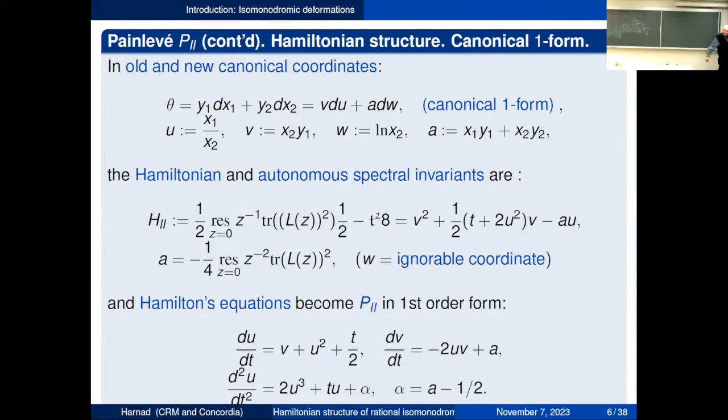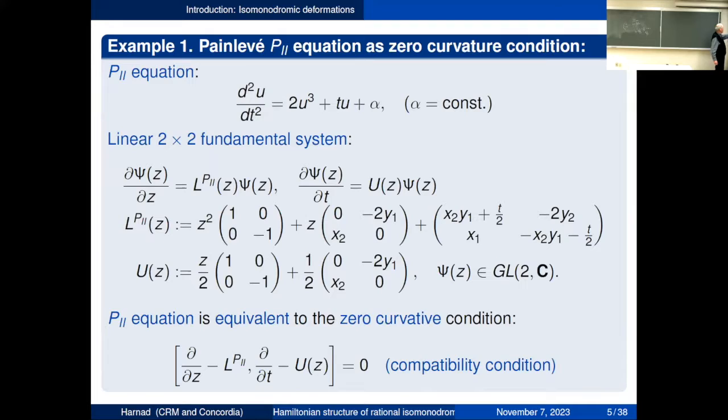Now change, don't ask me why, but change coordinates in the canonical way to these new coordinates, E, U, A, and W. Here's the definition. It's a canonical coordinate change, it preserves the canonical one form. And the Hamiltonian that drives the system is going to be a spectral invariant of what we call the Lax matrix. That has a spectrum, and it's characterized by its characteristic polynomial.